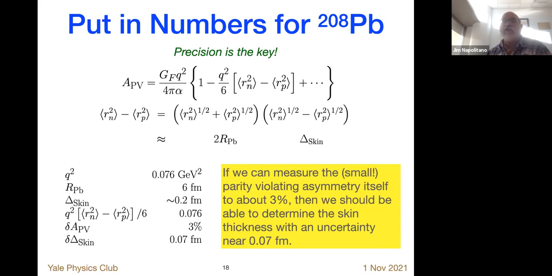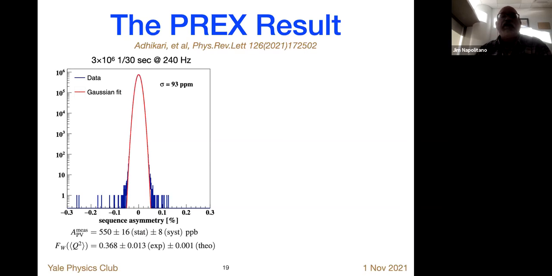So all in all, if we really beat ourselves up to measure this parity violating asymmetry to 3%, we're going to get about a 30% measurement in the skin thickness. Again, that's because this term is small compared to 1. So we really have to do a good job measuring the parity violating asymmetry. And we did. The result was published this past year.